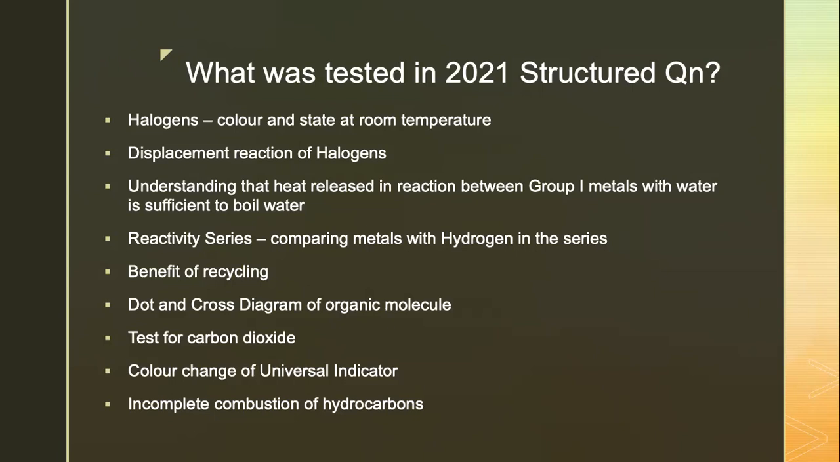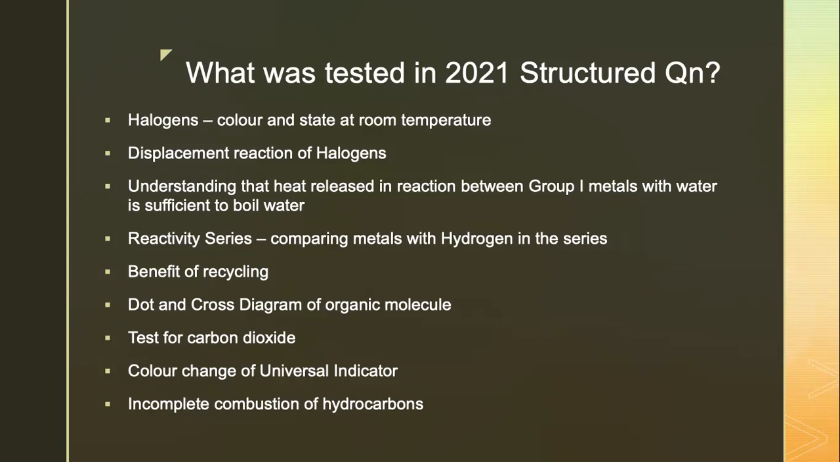Students were tested on their knowledge on reactivity series, where they need to compare the metals with hydrogen. Metals above hydrogen in the series will be able to react with acid. Metals below hydrogen were unable to react with acid. The benefit of recycling was tested also. For last year, dot and cross diagram of the organic molecule was tested.